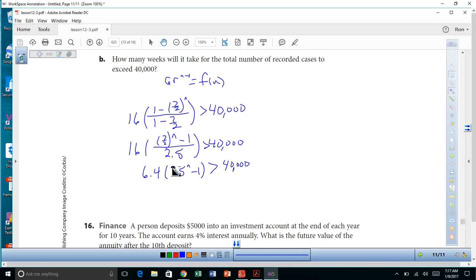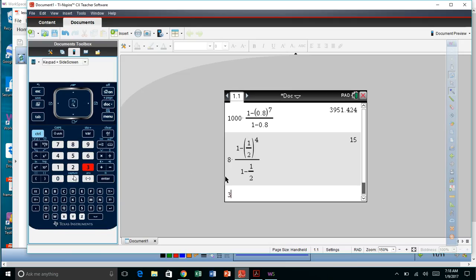Divide both sides by 6.4, and I get 3.5 to the n minus 1 is greater than 6,250. Add 1 to both sides, 3.5 to the n is greater than 6,251. We'll have to go to our calculator. 3.5 to the fifth power is what?